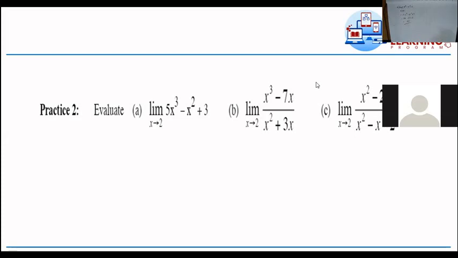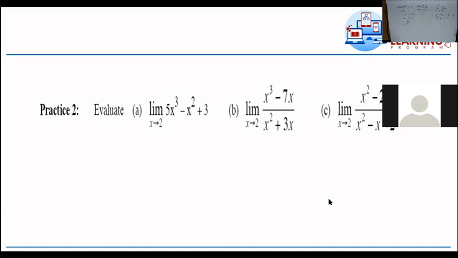Okay? Next, for letter B, we have x cubed minus 7x, divided by x squared plus 3x, as x approaches 2. So we have 2 raised to 3 minus 7 multiplied by 2, divided by 2 squared plus 3 multiplied by 2. 2 raised to 3 is 8, minus 14, all over 4 plus 6. We have negative 6 all over 10. The answer is negative 3 all over 5. Any questions for letter B? Okay, so we're good with letter A and letter B.